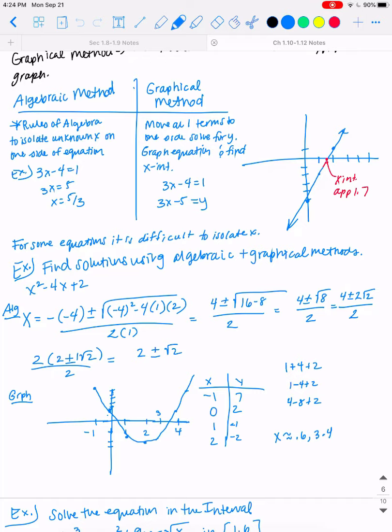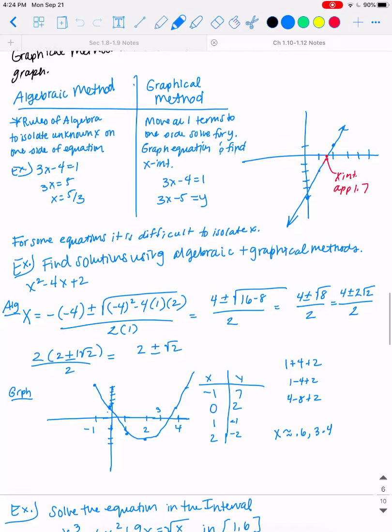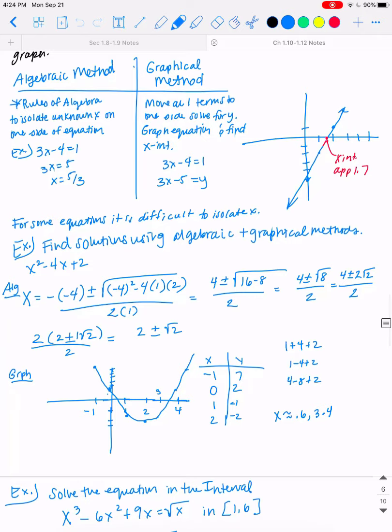So our graphical method is we move all terms to one side, and then we solve for y, and then we graph the equation, and then we find the x-intercept, which are the solutions of the line. So here, our x-intercept is approximately 1.7. So that would be our solution.